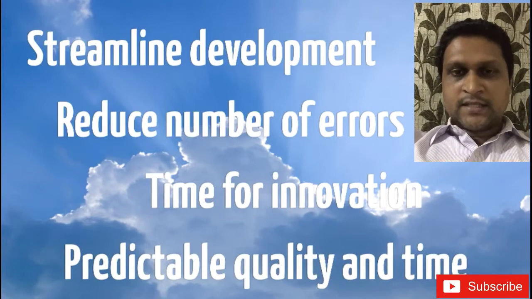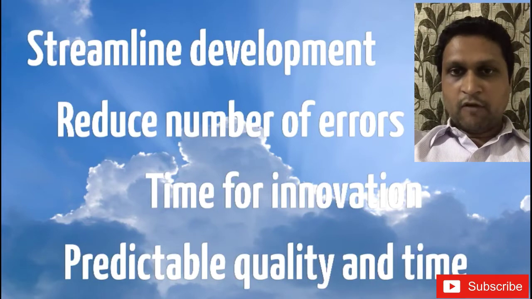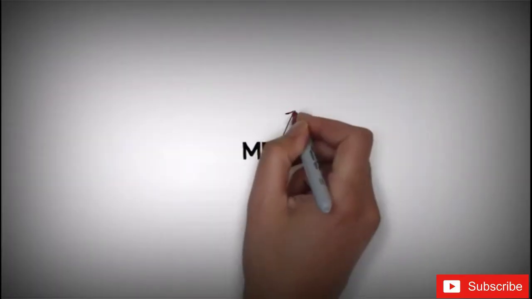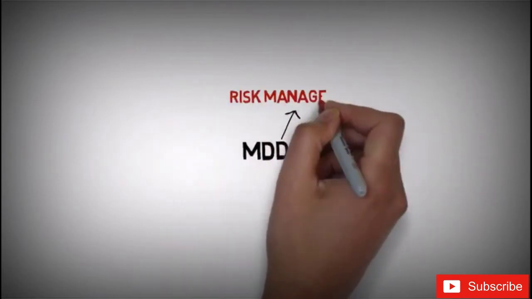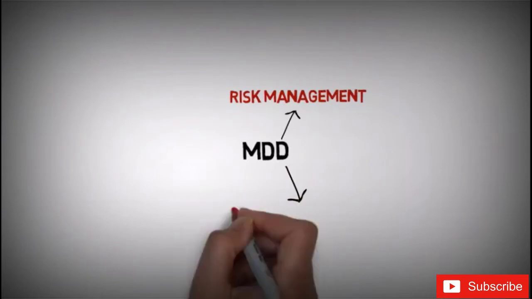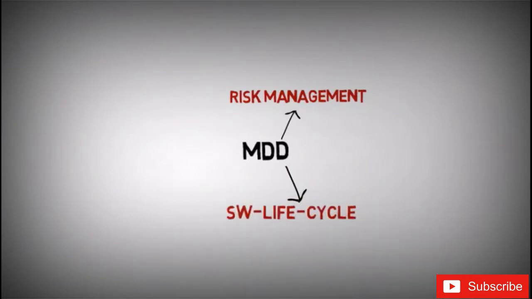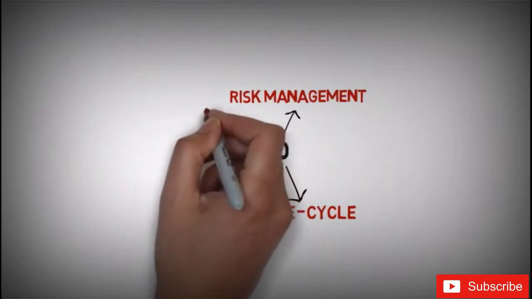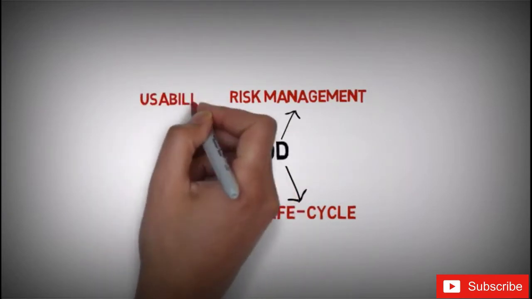The European legislative authorities have directives for the software. It is called the medical device directives. So let us see further what these medical device directives are. The medical device directives follow the risk management system. The risk management system is followed by the software life cycle. The software life cycle is again dependent on the demand of usability.